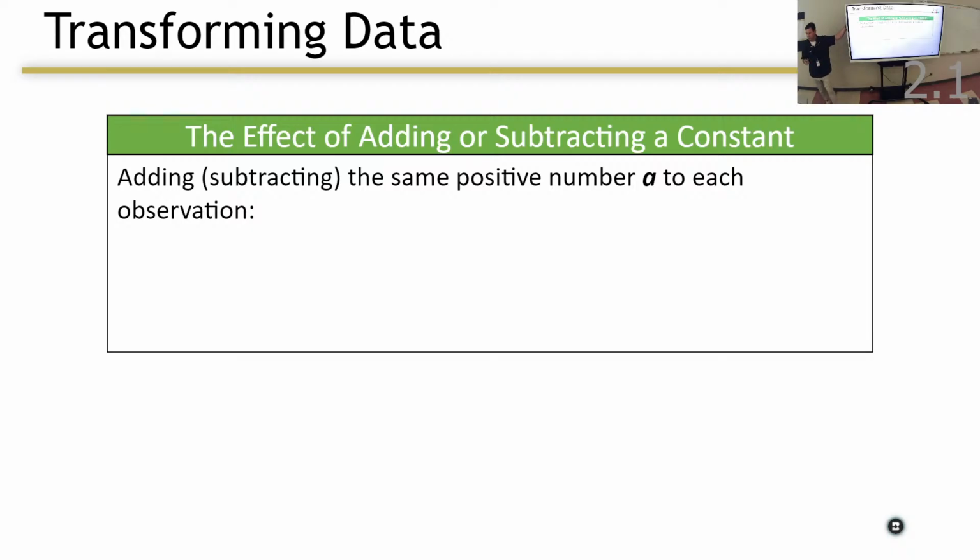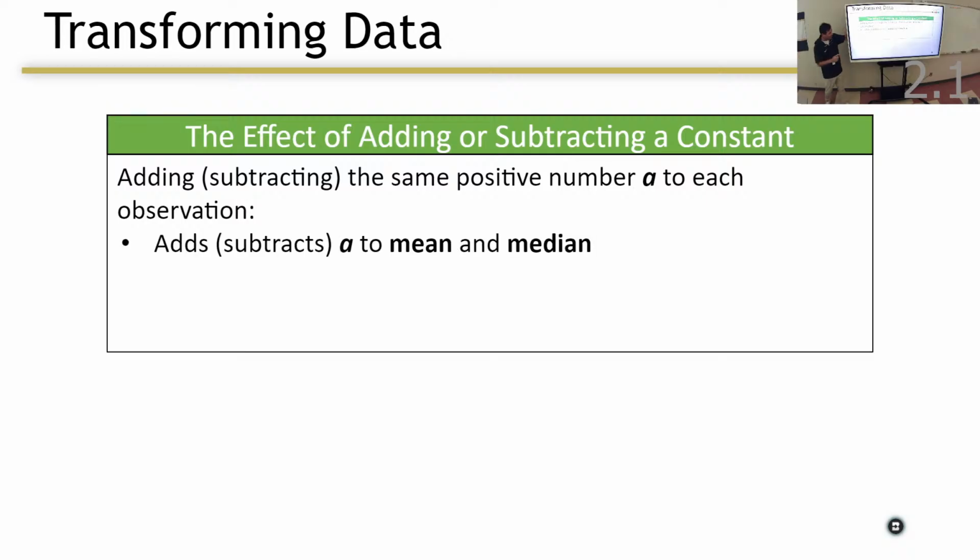To each observation. Well, here's what you need to know about it. It adds or subtracts that same number. This is a variable A. Okay, that's a variable A. To the mean and the median. Because the mean and the median are going to change whatever that value is. If I add 10 points to everybody's, the average has to go up 10 points. The median has to go up 10 points.